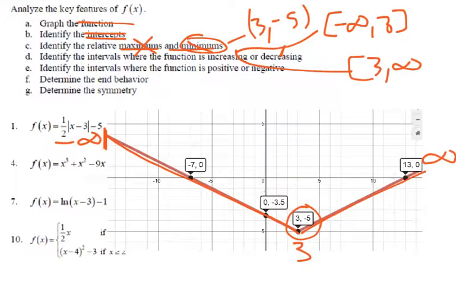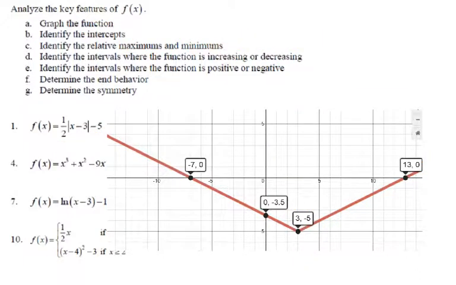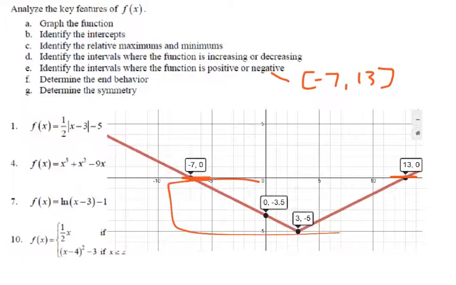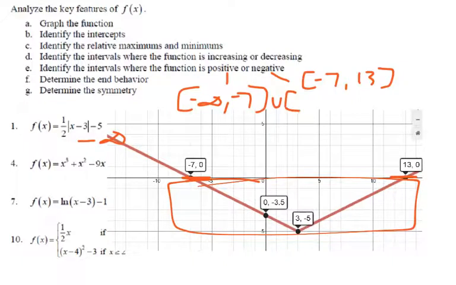Now, where's this negative? From here to here is where it starts being negative, right? So from -7 to 13 is when the graph is negative. When is it positive? Well, it starts out at -infinity till it gets to -7. And then it jumps and starts again from 13 to +infinity, because it'll just keep being positive over here.